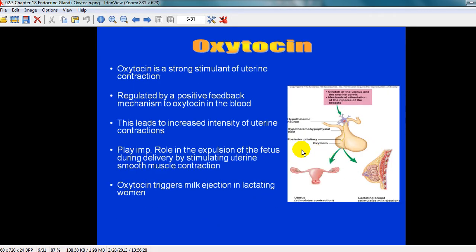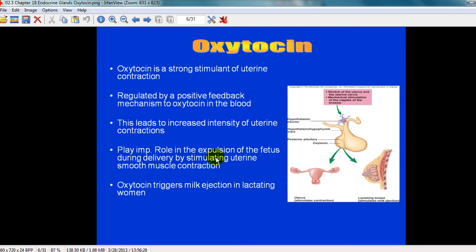On the other hand, with the other neurohormone that's released from the hypothalamus, the posterior pituitary-related mechanism of release, oxytocin is also released. Oxytocin is a strong stimulant of uterine contraction. It regulates by positive feedback, so there's no direct regulatory mechanism shut off. And it's simply going to keep increasing in the bloodstream, which will lead to an increased intensity of the uterine contractions, which is necessary for childbirth and dispelling of the afterbirth following.